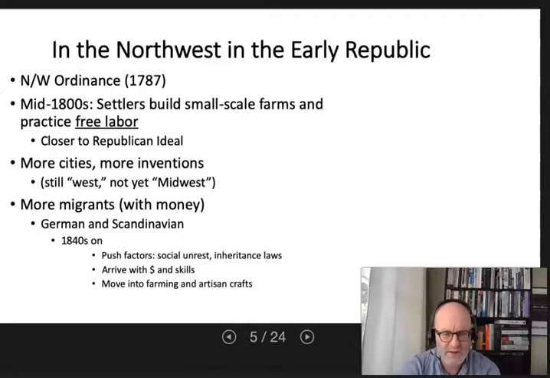Colonized subjects. There's social unrest in Germany. A lot of people are leaving for that reason. There's all kinds of weird inheritance laws, of primogeniture, the firstborn son, and all that kind of stuff. So if you're the secondborn son, tough luck. But you have money, you have skills. Some of them are artisans. They move into artisan crafts and things like that.